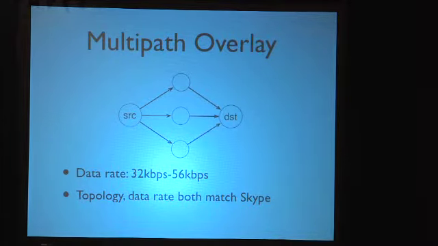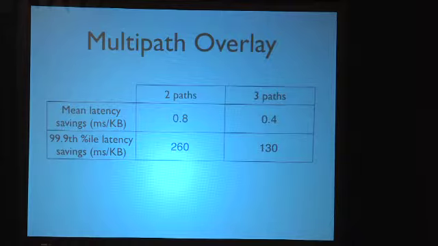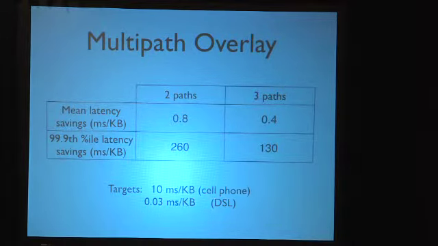When we ran this experiment on PlanetLab, this is what we found. Redundancy significantly improves the performance in the tail. The 99.9th percentile latency goes down from more than 1 second to less than 150 milliseconds when you send 2 copies of each packet instead of 1. And if you take these improvement numbers and normalize by the cost of overhead, then these are the latency savings that you get compared to the targets that we established earlier.